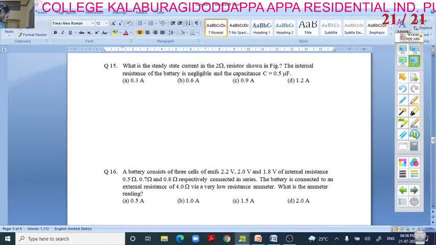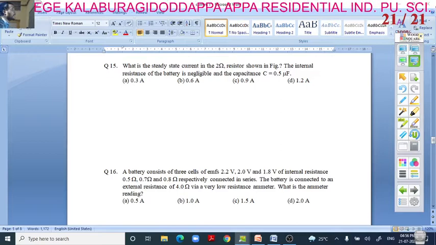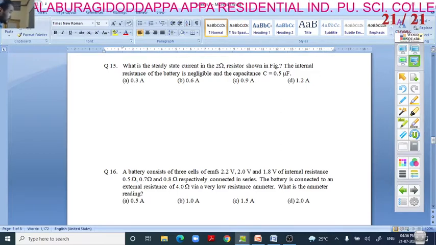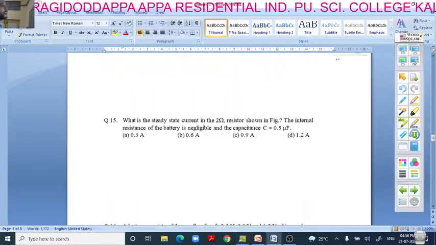Question number 15. For this question, this is the figure.